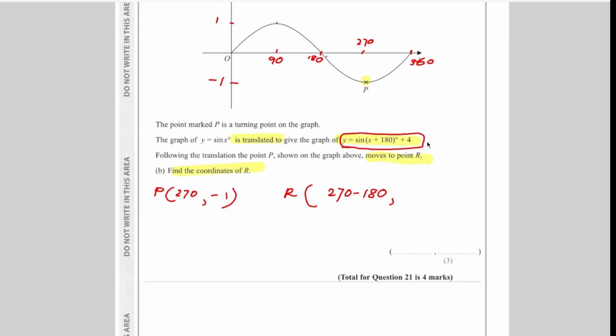Then out of bracket means y coordinate, nothing will happen. You have to apply the transformation as it is to the y coordinate. It was earlier -1, so the change is applied as it is for the y coordinate, so +1. Then what will happen? 270 minus 180 would be 90 degrees. This is -1 plus 4, it is 3. So the answer is 90 degrees, comma 3.